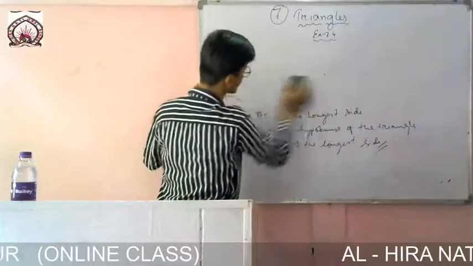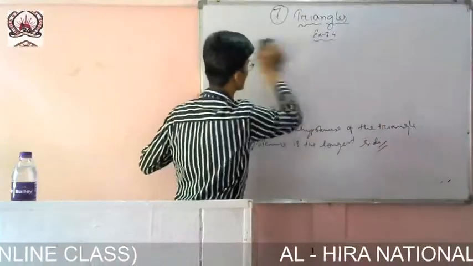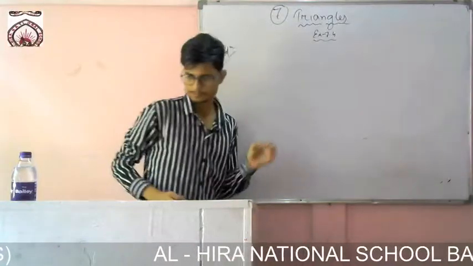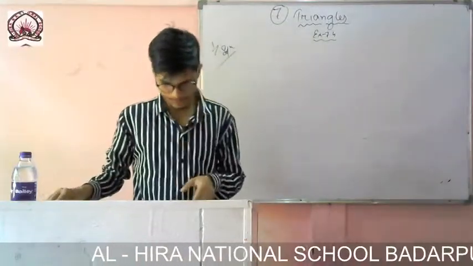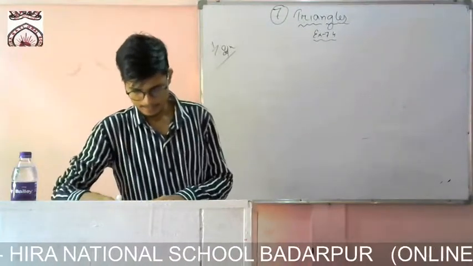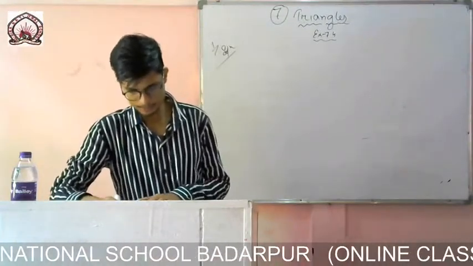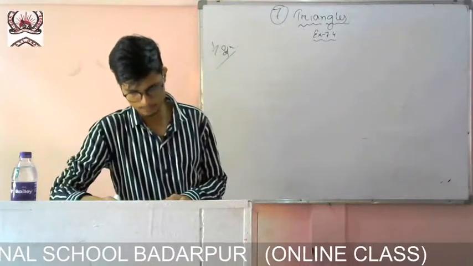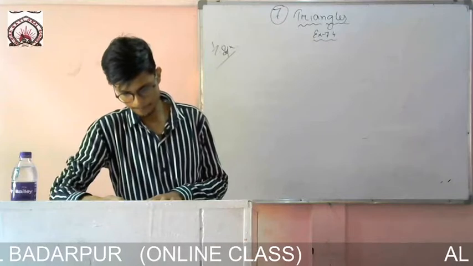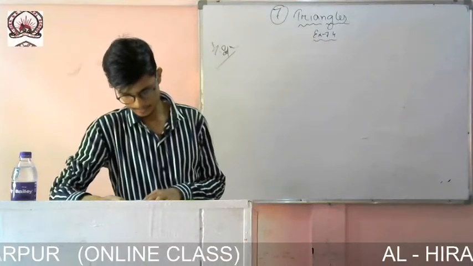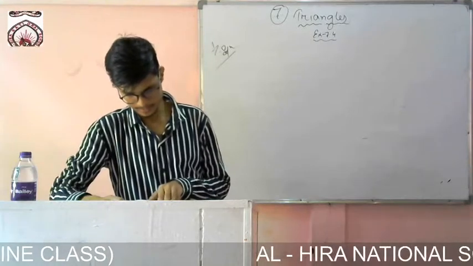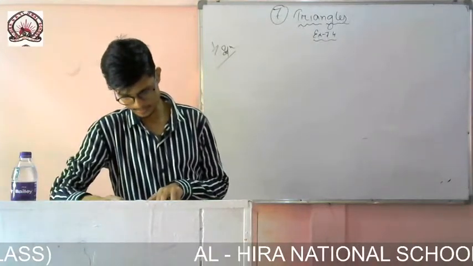So you just have to use this theorem and find the answer. Very easy exercise also. Question number 2: you see in the figure, sides AB and AC of triangle ABC are extended to points P and Q respectively. Also, angle PBC is smaller than angle QCB. Show that AC is greater than AB.